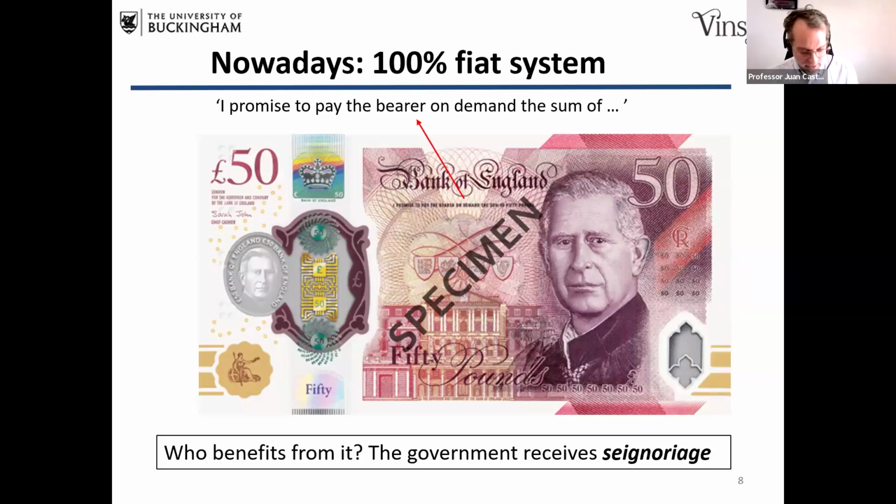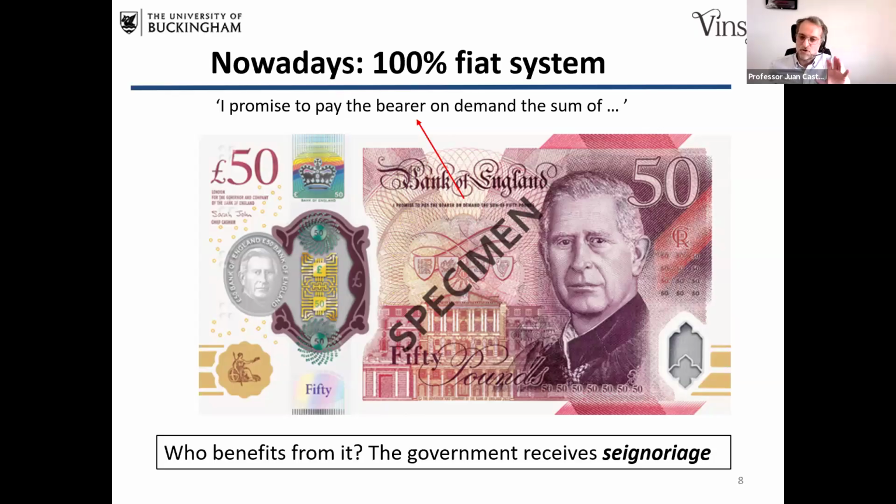Nowadays, we have fully fiat monetary systems, as I said, and they are not backed by any precious metal. Who benefits from this system? Well, the one benefiting from this system is the issuer of the currency. So it's the government, ultimately. The government owns the Bank of England. The Bank of England is a state-owned bank. So who receives the profits from making money, what we call seigniorage? The government.